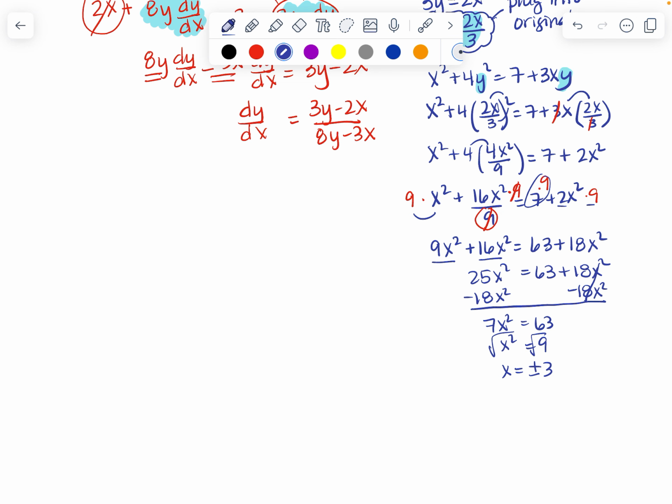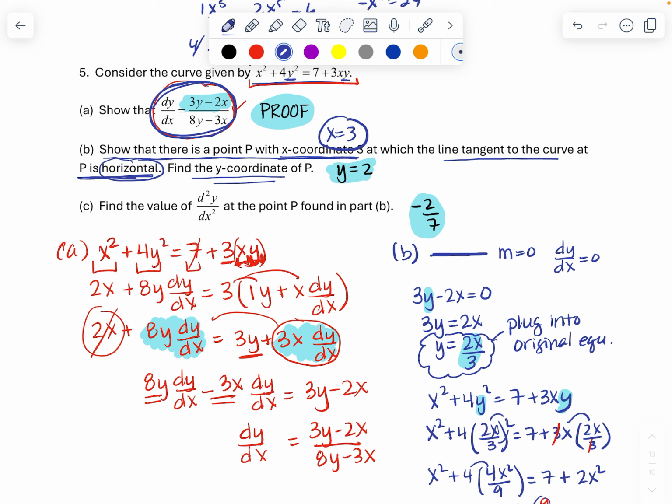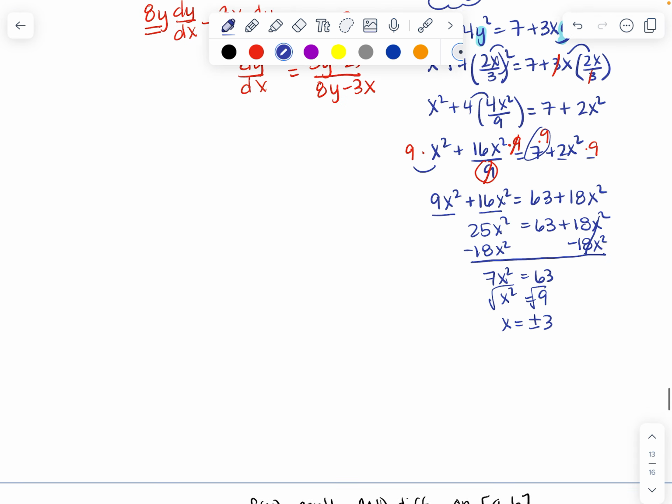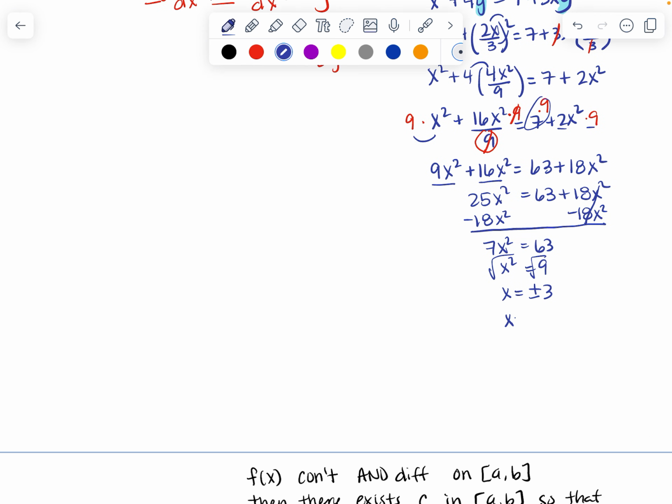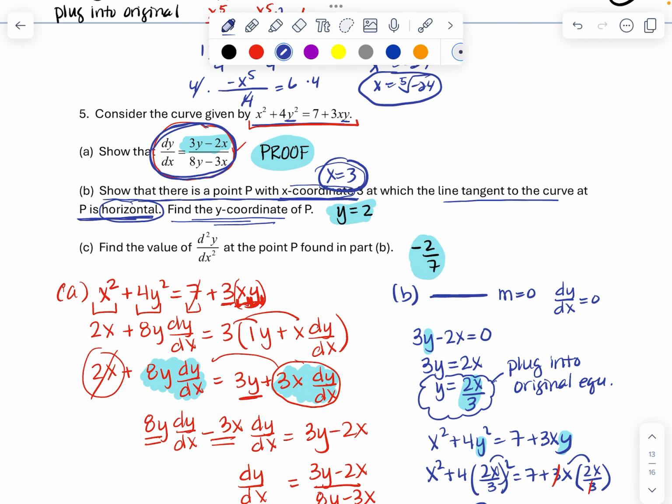Okay, now let's see what the question was. It said, show that there is a point with x coordinate 3. Did x equal 3? It did. It equaled plus or minus 3, but they just want to see that x equaled 3. So indeed, x did equal 3. You just showed that. Okay, now sadly, I'm not quite done yet. What else did it say? It said find the y coordinate of P.